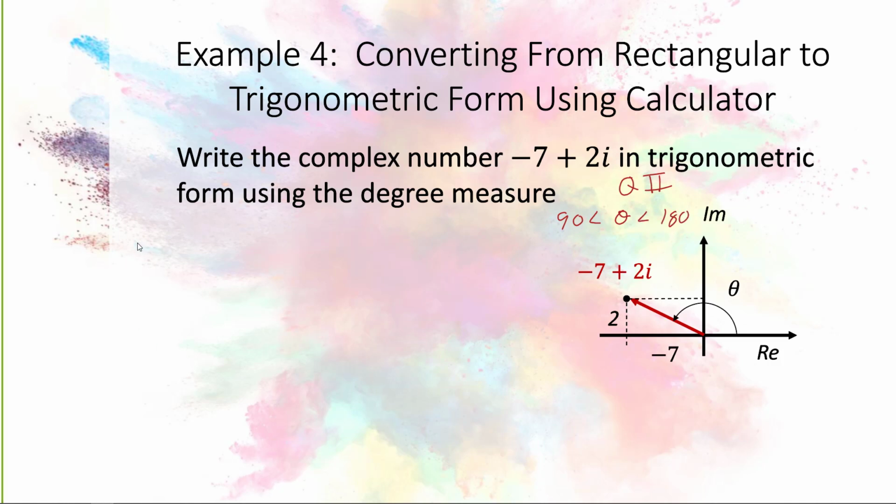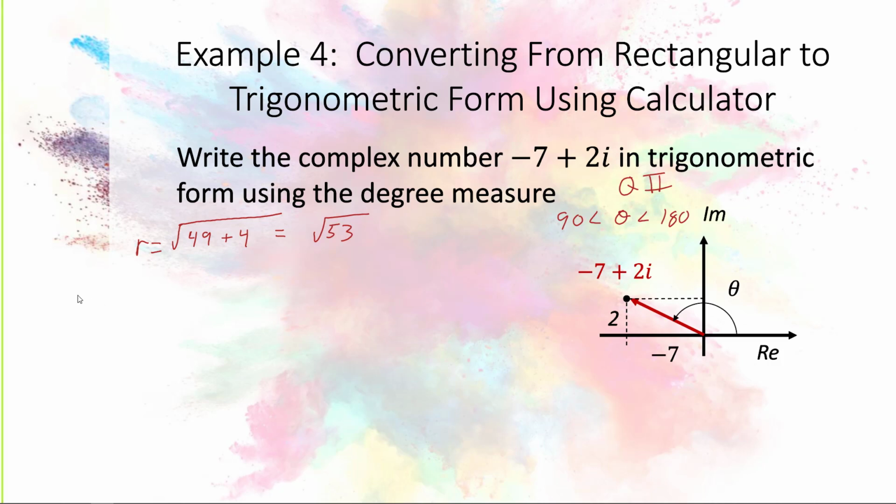For step 3, we're going to figure out what r is. r is going to be the square root of the square of the real part, which will be 7 squared, or 49, plus the square of the imaginary part, which is going to be 2 squared, or 4. That gives us the square root of 53, and we're going to leave it just like that. We're not going to evaluate that with a calculator. What we are going to evaluate with the calculator is the angle.